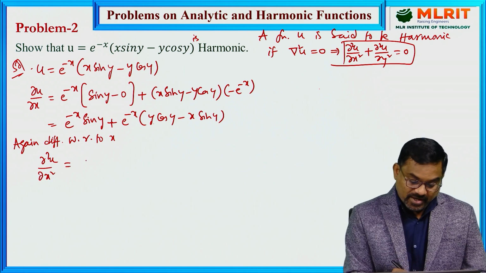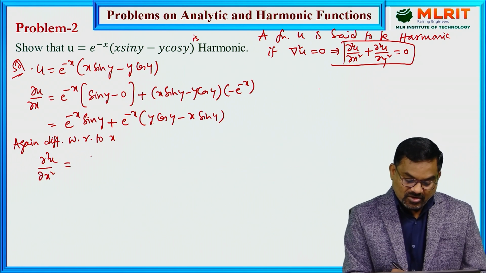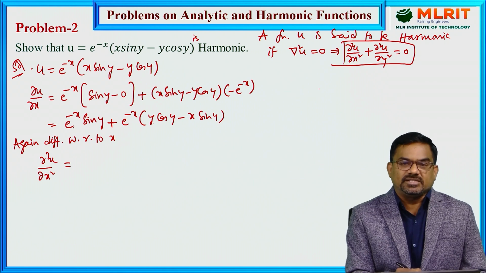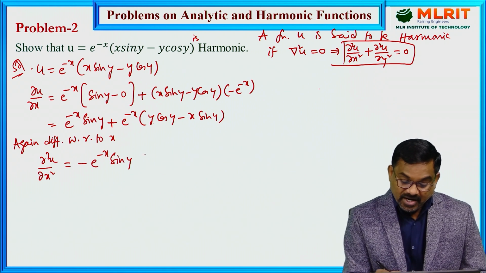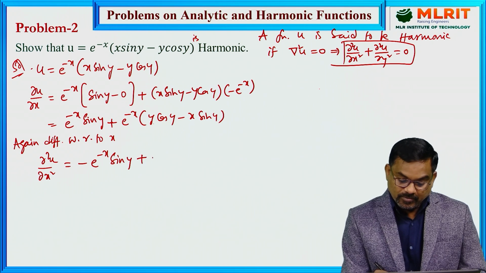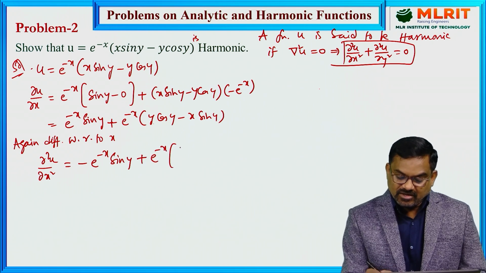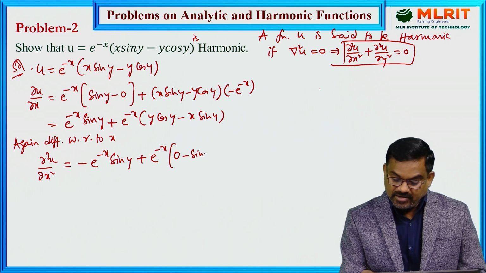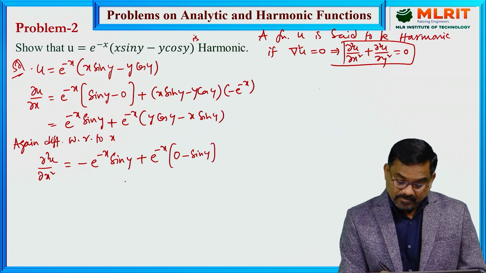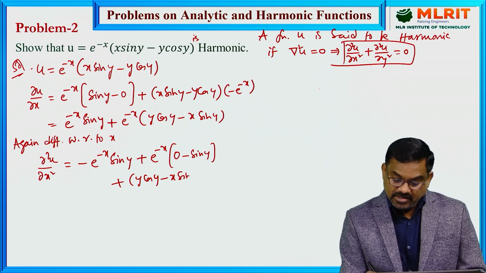Again with respect to x. So, here sin y is constant. Derivative of e power minus x is minus e power minus x into sin y. And again here we need to apply the uv rule. The first function, integral of second, 0 minus with respect to x. So, sin y plus y cos y minus x sin y into the derivative of first, e power minus x.